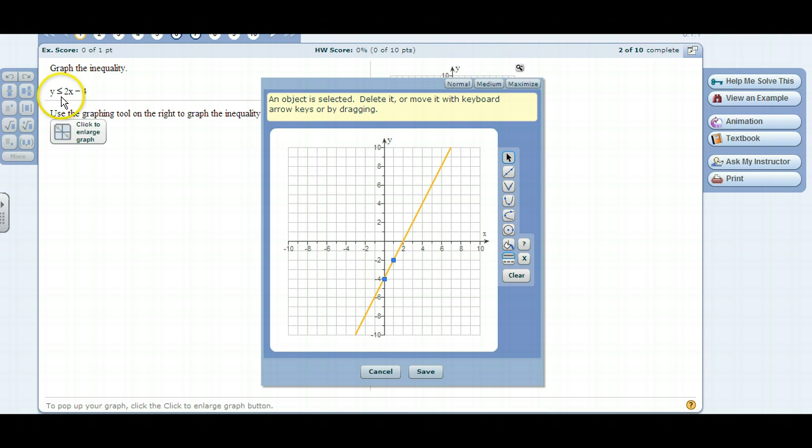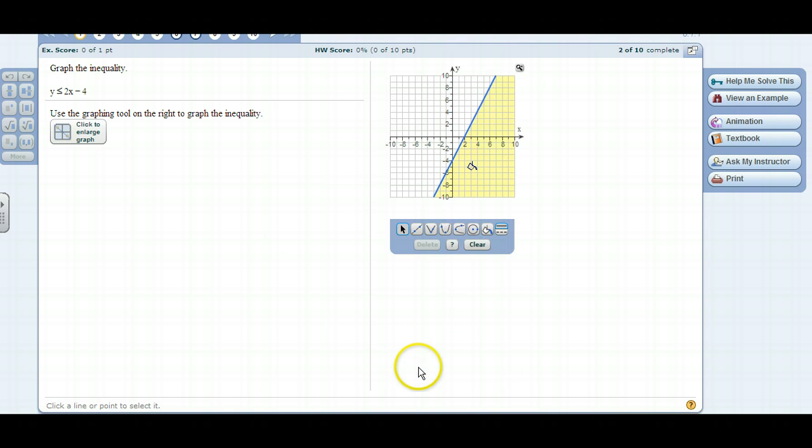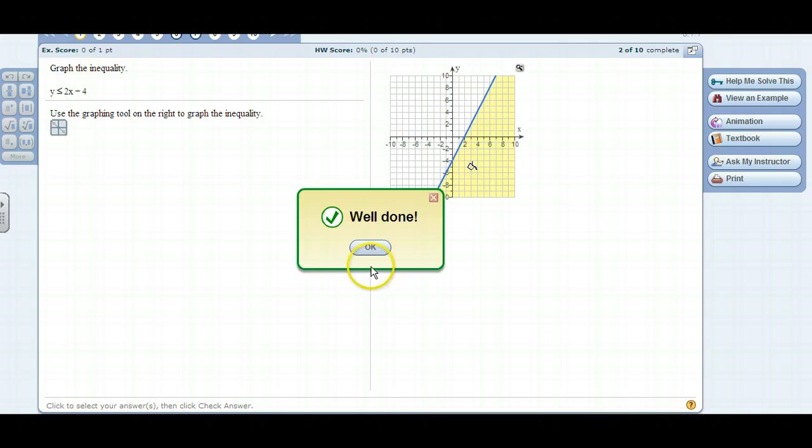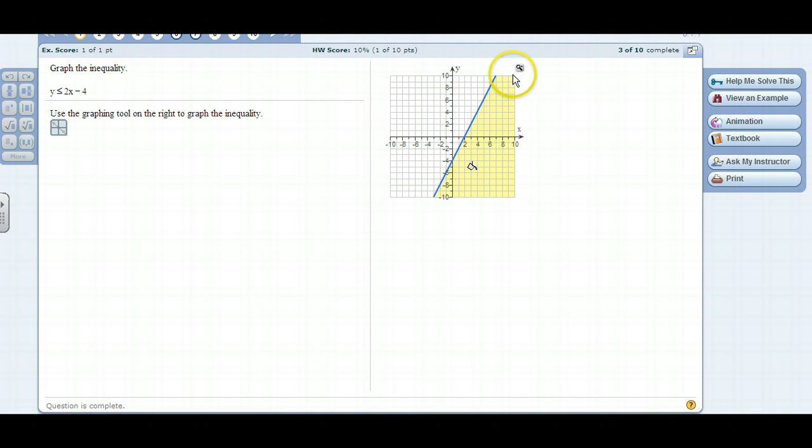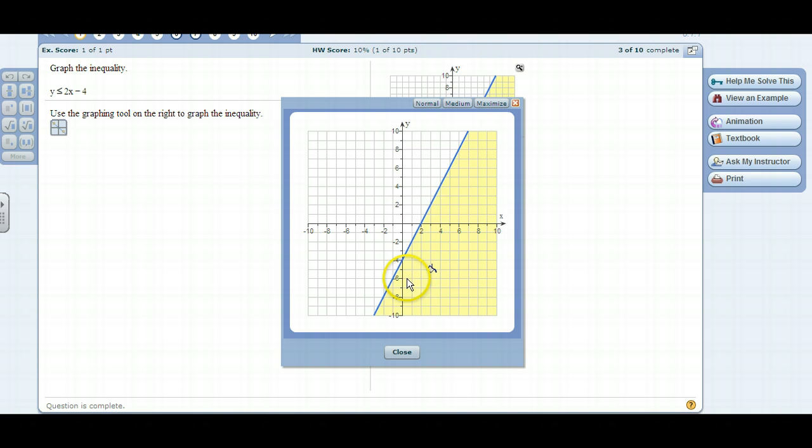Less than, we go below. So I'm going to shade below that line. There's my answer, and then I check it. So a couple things you have to keep in mind. One is the dash thing. This is a solid line because of the or equal to, and we have to shade below or above it depending on the sign of the order symbol.